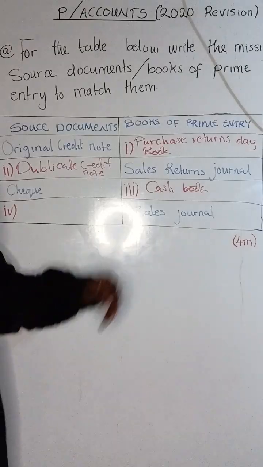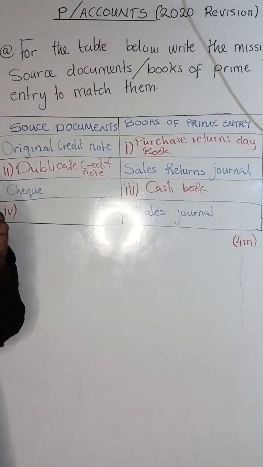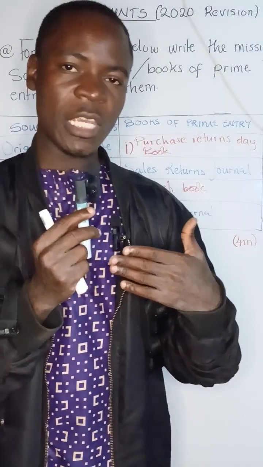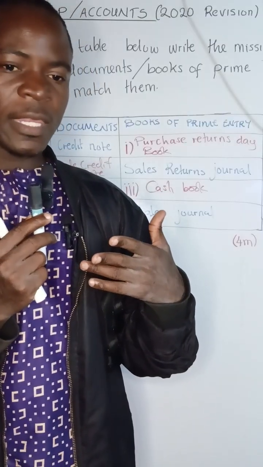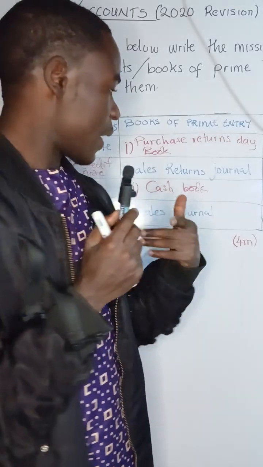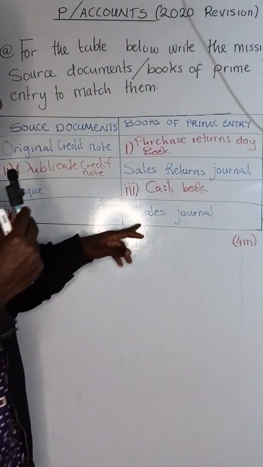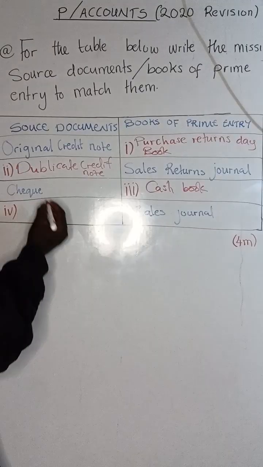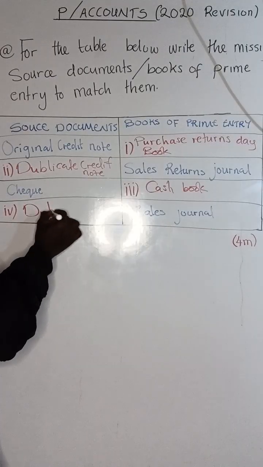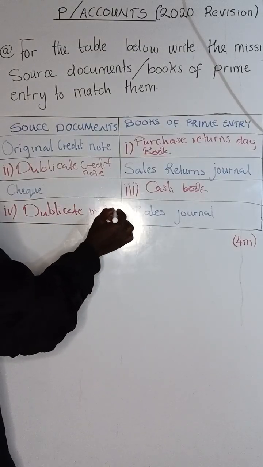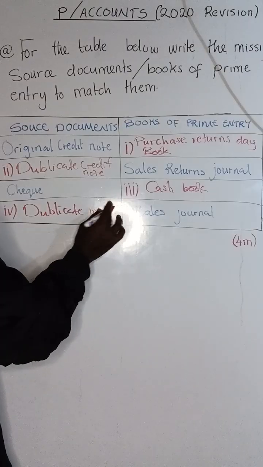Then we have the sales journal. As I mentioned, the source document for the sales journal is the duplicate invoice. That is what you call the source document for the sales journal. So it is an invoice which is duplicated, the duplicate invoice. Okay, so that is it.